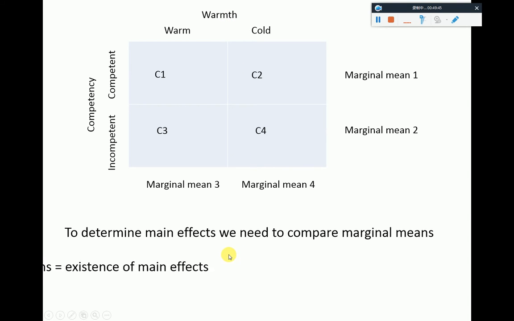So as long as there's a difference between each pair of marginal means, between this pair and between this pair, we say that a main effect exists. Please note that we don't compare marginal means like this. We don't compare 2 and 4 or 1 and 3, for reasons that we'll not discuss here, but just remember we'll only compare marginal means at the same margin.